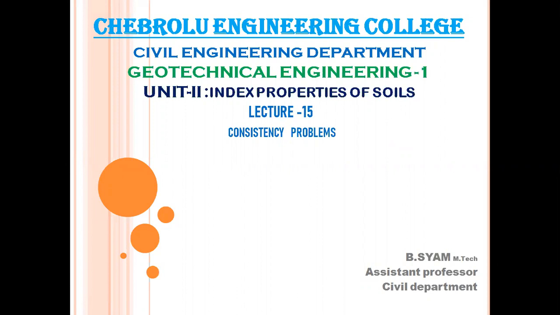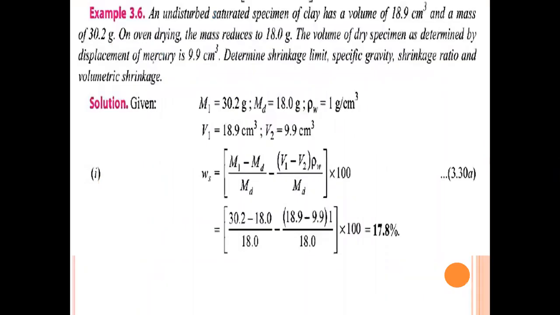Subject Geotechnical Engineering 1, Unit 2, Index Properties of Soils. On topic Consistency Problems. So, write the problem. Previous classes we discussed the consistency limits, plastic limit, shrinkage limit. We discussed the different stages in limits of properties. So today we will discuss problems. Write the problems.